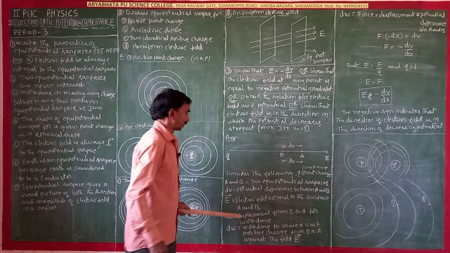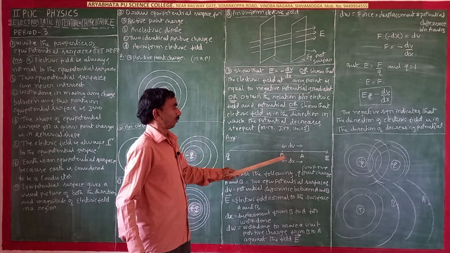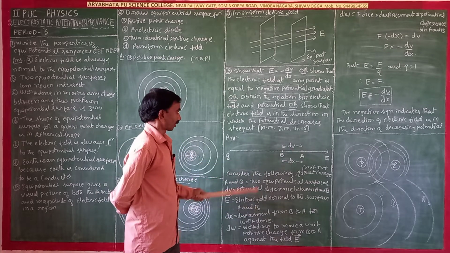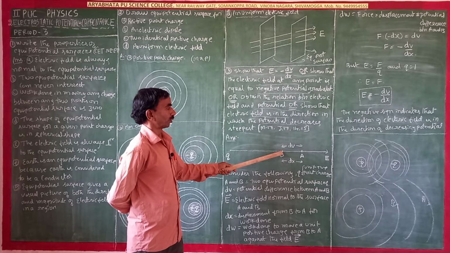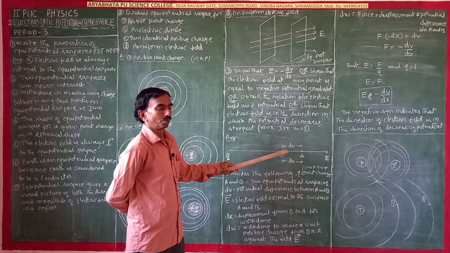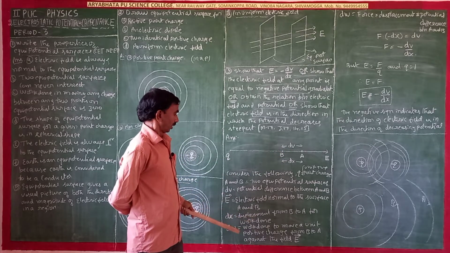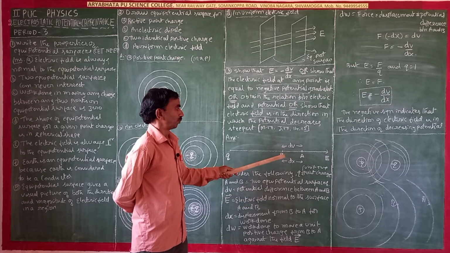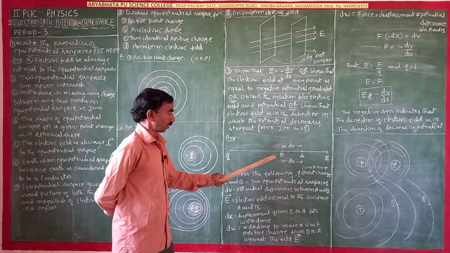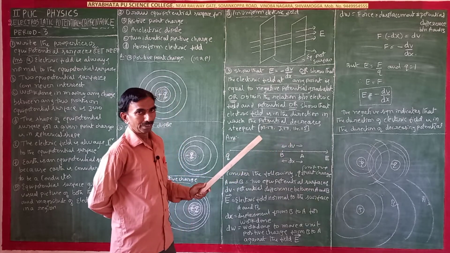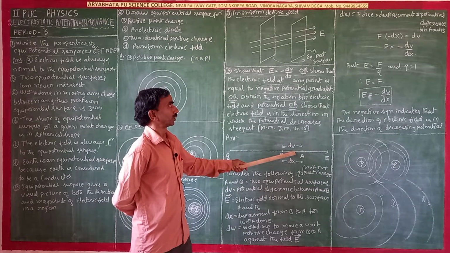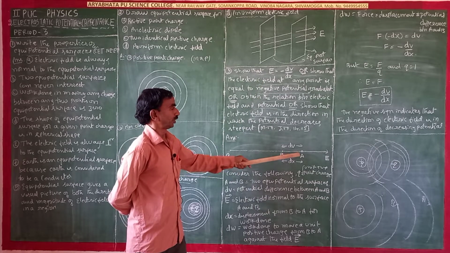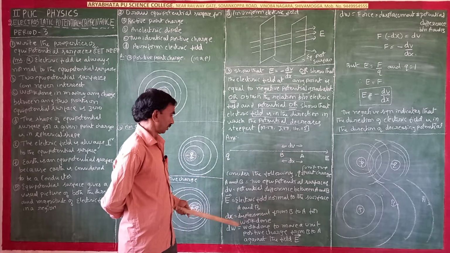And dx is equal to the displacement between A and B, the displacement from B to A. To bring a positive charge from B to A, work has to be done. This is the displacement. Force into displacement, you know the formula, so dx is the displacement between B and A.